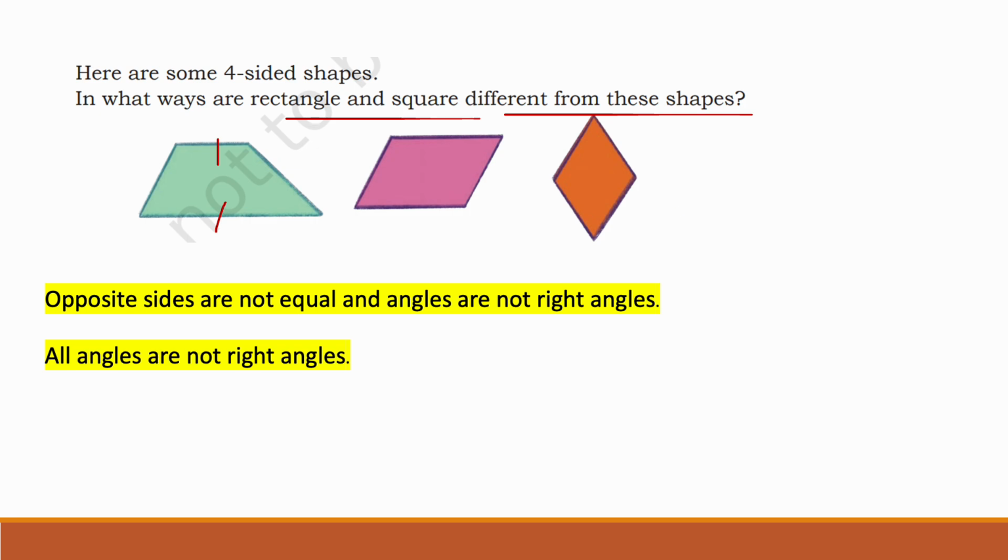But what about these shapes? See, these two angles are acute angles. These two angles are obtuse angles. So, all angles are not right angles. See the first picture, this is an obtuse angle, this is also an obtuse angle and these two are acute angles. And the last one, this is an acute angle, this is an acute angle, then these two are obtuse angles. So all angles are not right angles.